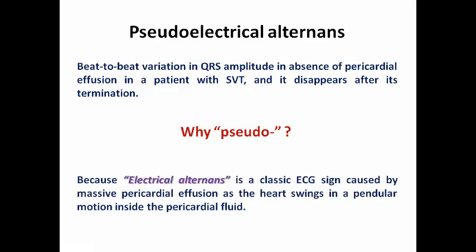And why is it called pseudo? Because electrical alternans is a classic ECG sign seen in patients with massive pericardial effusion, as the heart swings in a pendular motion inside the pericardial fluid. So we call this pseudoelectrical alternans because this patient has no pericardial effusion. It is just an ECG sign accompanying SVT.